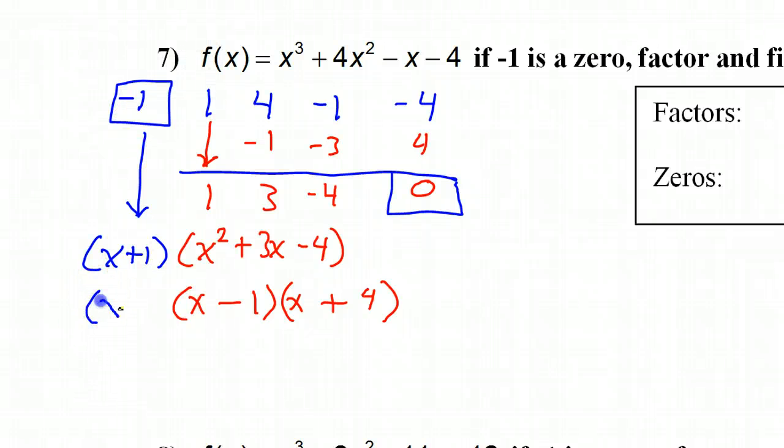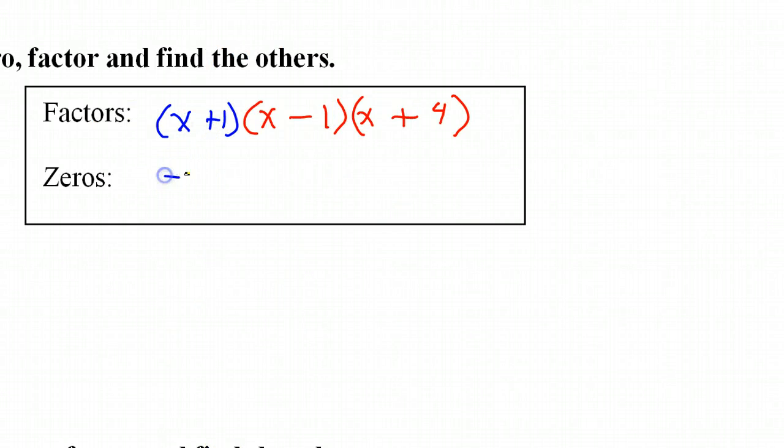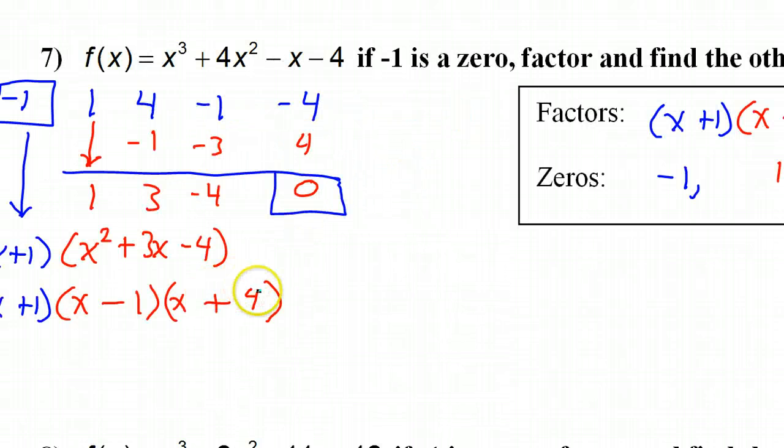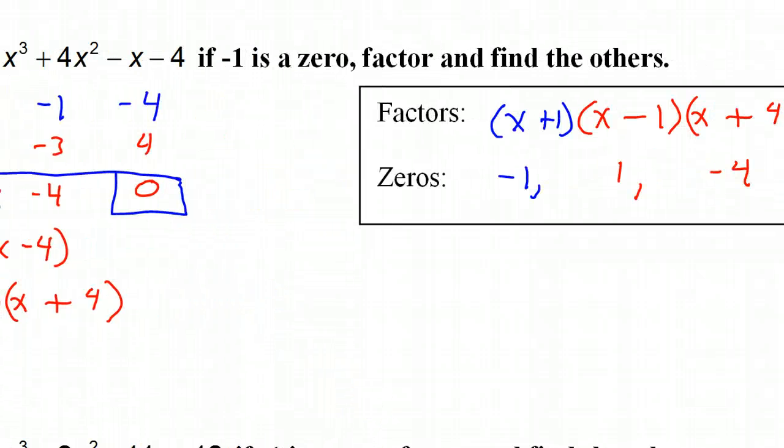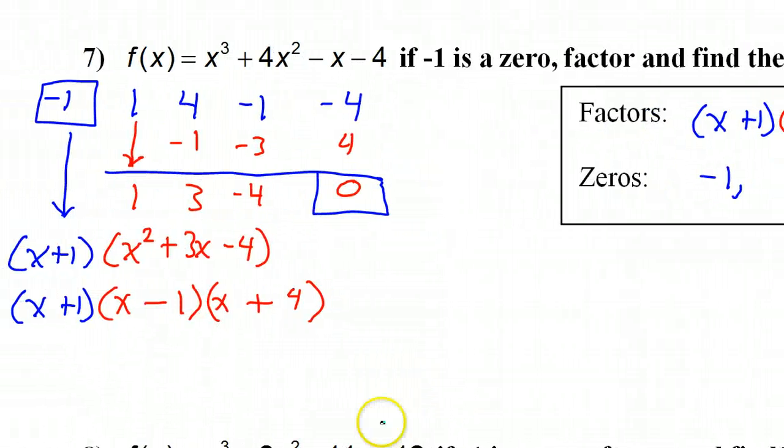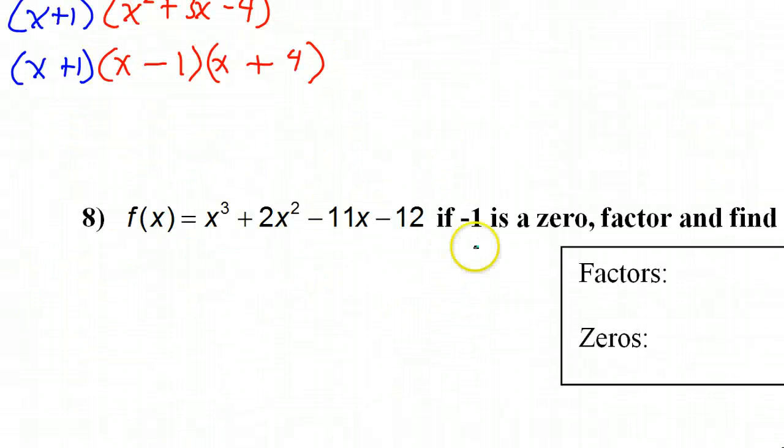And we will simply bring down the x plus 1 that we got from the original 0. And this is the factored form. I'm just going to copy it over there. So my zeros will be negative 1, positive 1, and negative 4. Okay, last one.